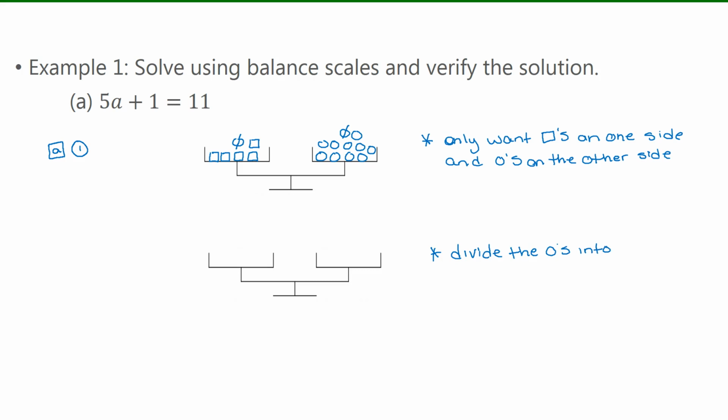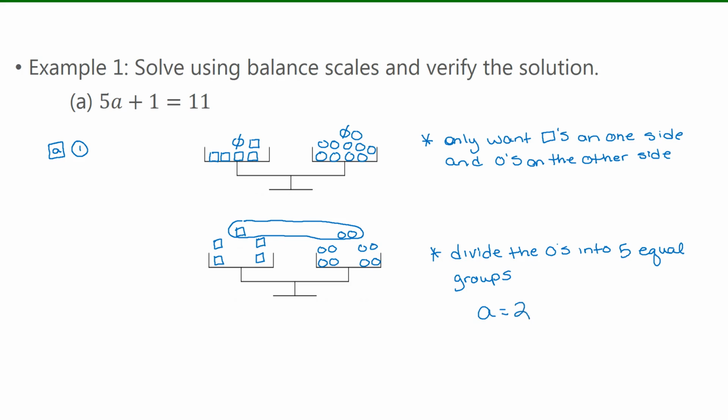And in this particular case, I'm going to divide them into 5 equal groups because there are 5 squares. So here I have 5 squares. Just trying to separate them a bit. And now since there are 10 circles, I'm going to have 2 circles in each group. So we see that 1 square is equal to 2 circles. So this means that a is equal to 2.